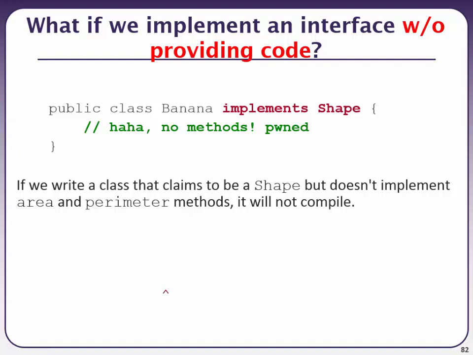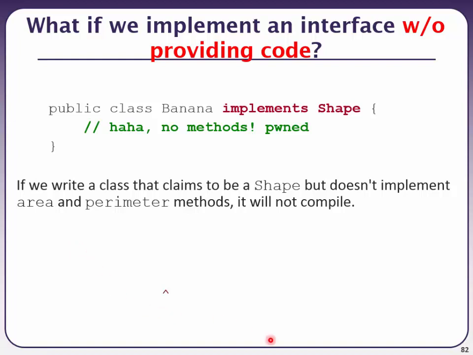Now let's talk about the edge cases. For example, public class Banana implements our interface Shape. So that means that we should provide area and perimeter as methods. But here's my class Banana. It's completely empty, no code whatsoever. So I certainly do not implement area and perimeter.